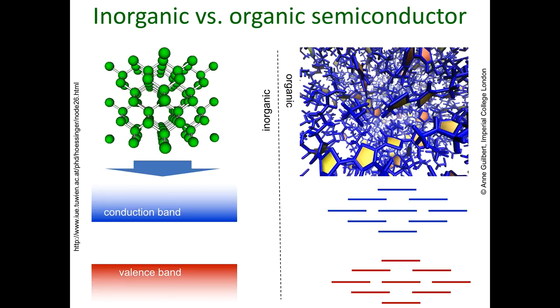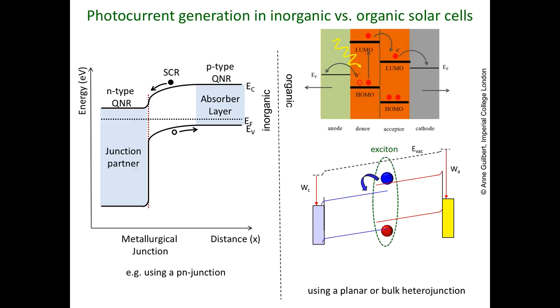Whereas inorganics have these continuous bands of allowable states, the organics still have discrete states, and we have the LUMO and the HOMO bands. And so that's essentially the one difference between organics and inorganics. The second is you don't really have band bending that's analogous.